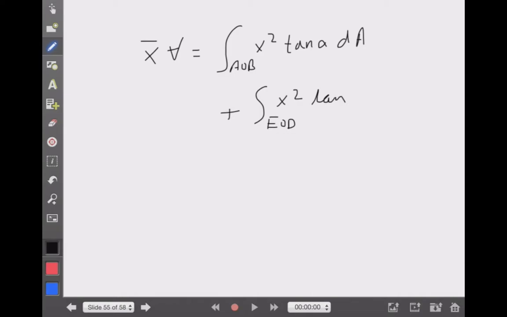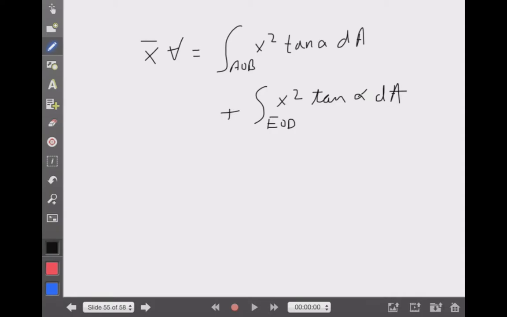And so what it turns out to be is just the integral over AOB on the left side, x squared tan alpha dA, plus the integral over EOD, the other triangle on the right-hand side, x squared tan alpha dA. That's an alpha.